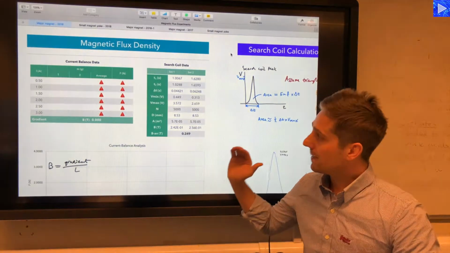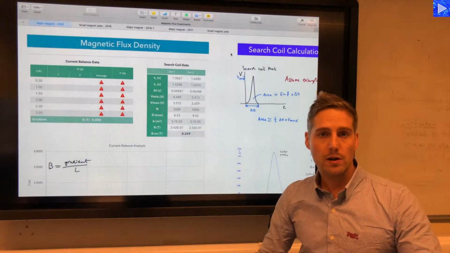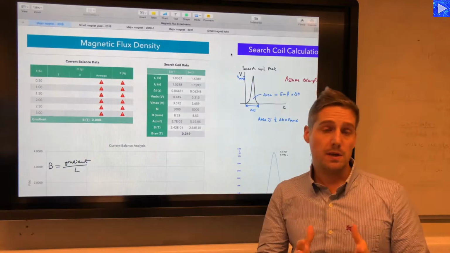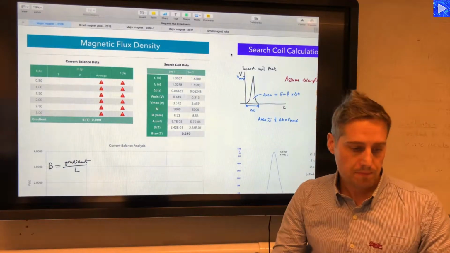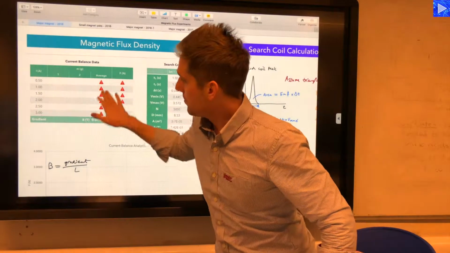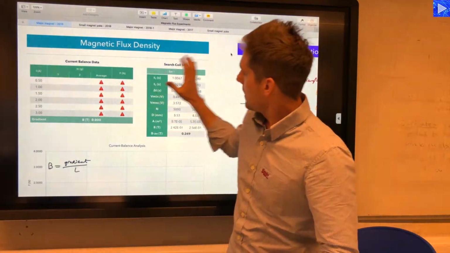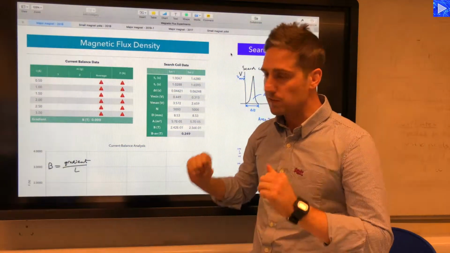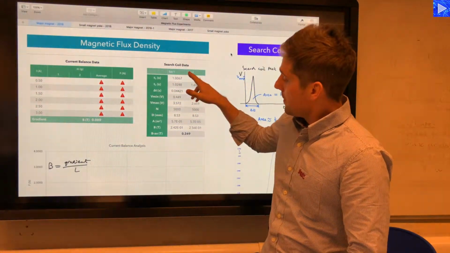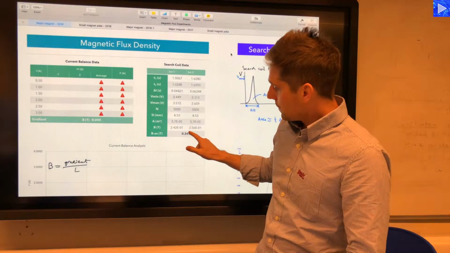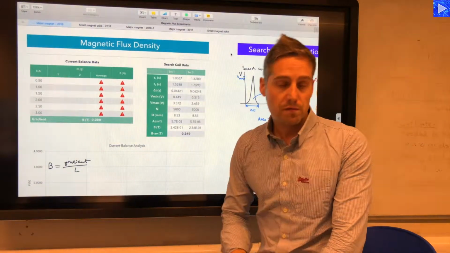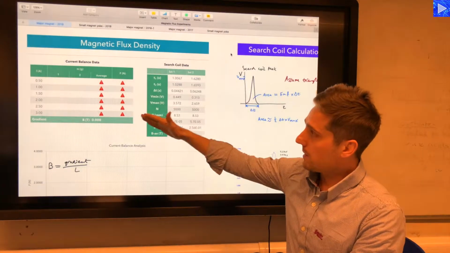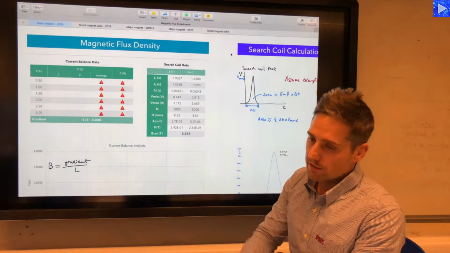Hi, so now I'm going to put the data into my spreadsheet to analyse the results from my current balance experiment to determine the flux density of that magnet. As you can see over here, this is where I'll be inputting the data for the current balance. This space here is for my results for a search coil with the same magnet. Those data are already inputted and I got 250 millitesla for the flux density for the magnet. So I'll be comparing that with what I get for the current balance.